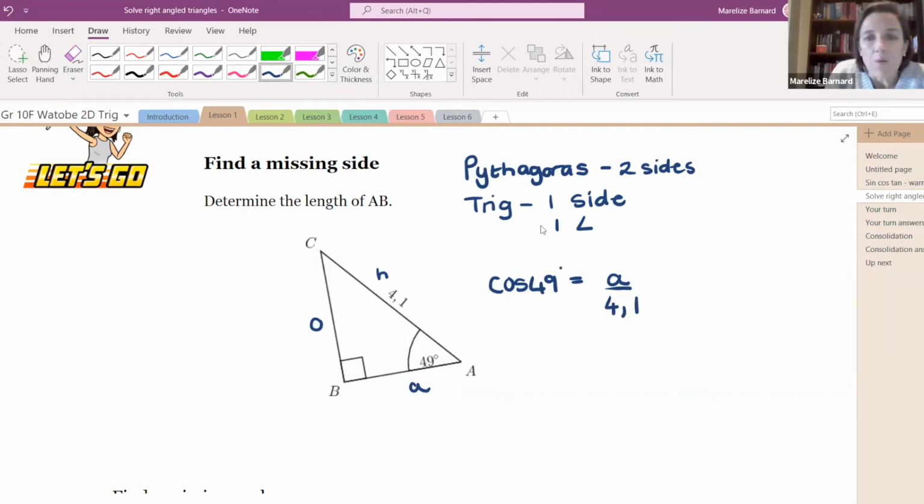Now, I want you to quickly solve that. Solve what A is and put your answer in the chat. 30 seconds, do that quickly. Use your calculator for cos 49 and work out the answer. 30 seconds, please post in the chat. What is your answer for the missing side?